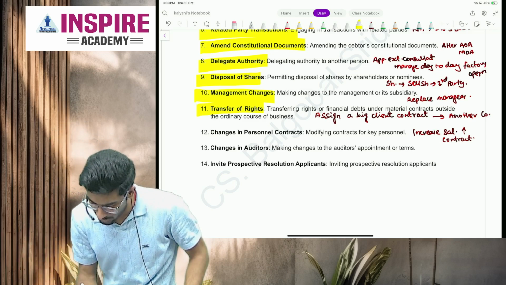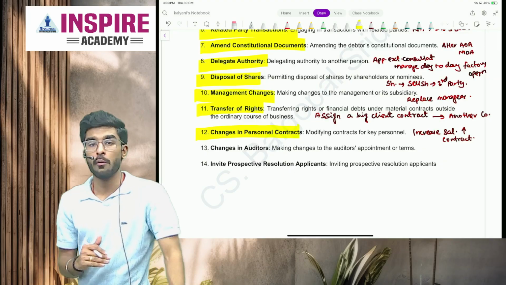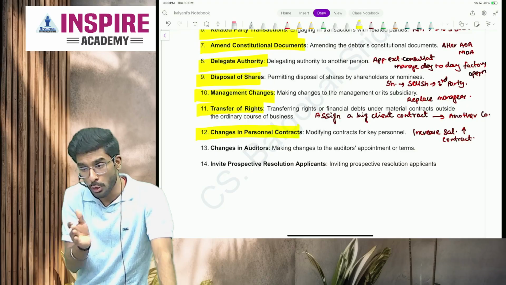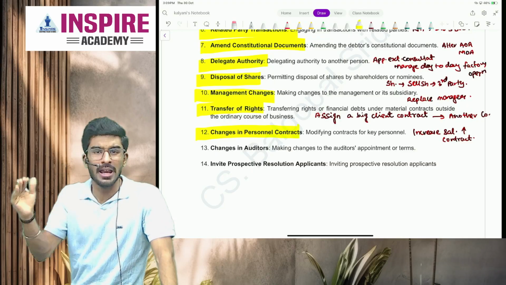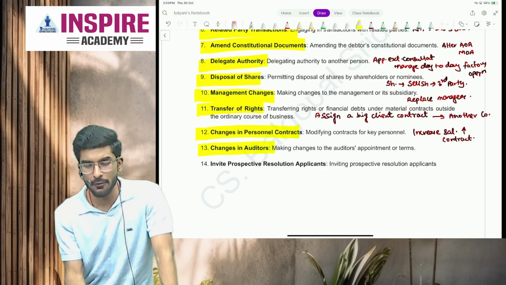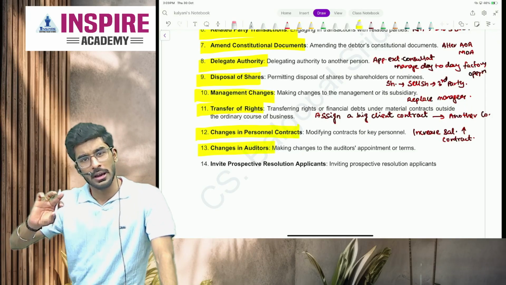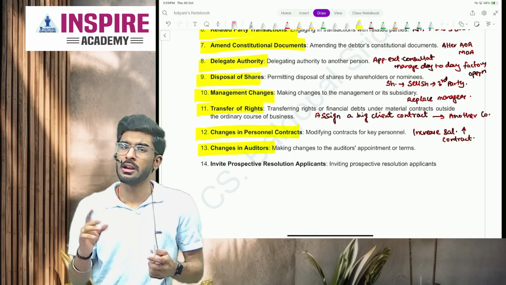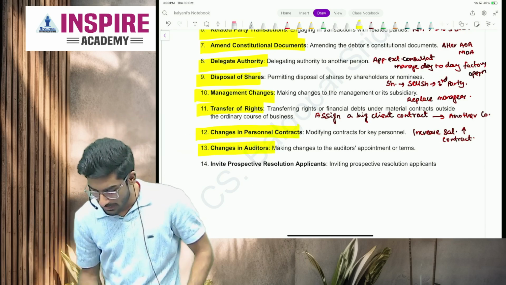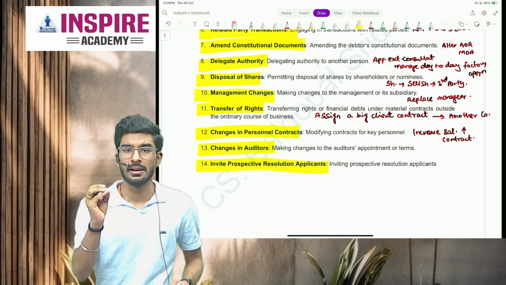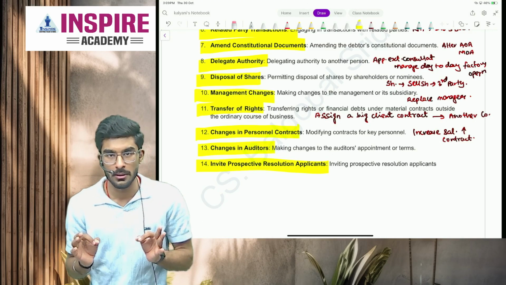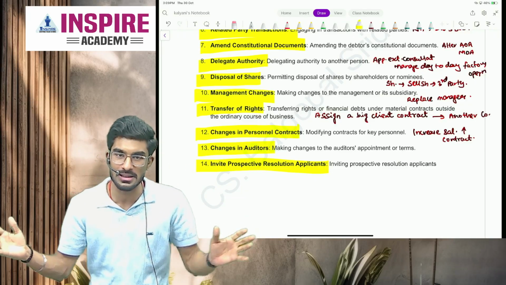And next is people, changes in personnel contracts. If you want to increase the salary of the CFO, if you want to increase the salary of directors, if you want to increase the tenure of major KMP, it requires approval of COC. Okay. And next is, if auditors need to be replaced, if you want to change their remuneration, if you want to change their tenure, if you want to remove them, you have to take approval of COC. And last is people, inviting prospective resolution applicants. Before RP invites resolution applicants, for that also COC's approval is required.